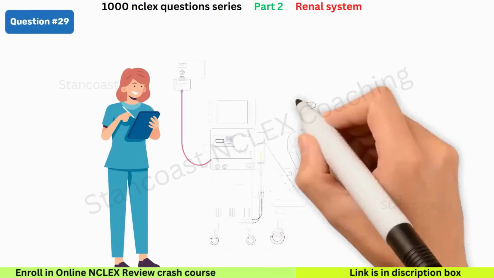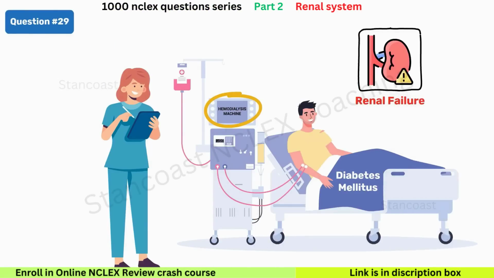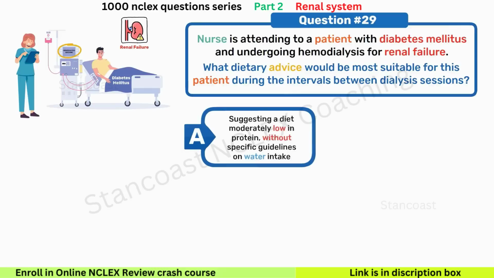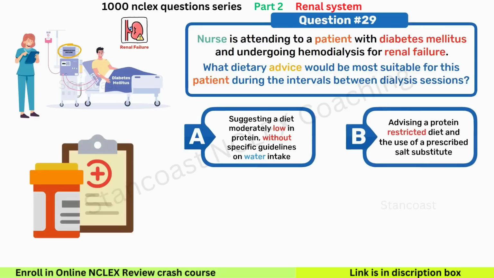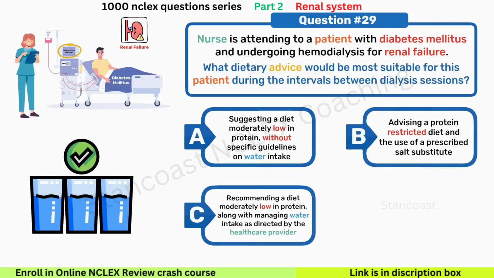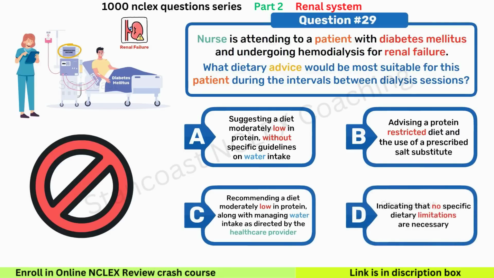The nurse is attending to a patient with diabetes mellitus and undergoing hemodialysis for renal failure. What dietary advice would be most suitable for this patient during the intervals between dialysis sessions? A. Suggesting a diet moderately low in protein without specific guidelines on water intake. B. Advising a protein-restricted diet and the use of a prescribed salt substitute. C. Recommending a diet moderately low in protein along with managing water intake as directed by the healthcare provider. D. Indicating that no specific dietary limitations are necessary.